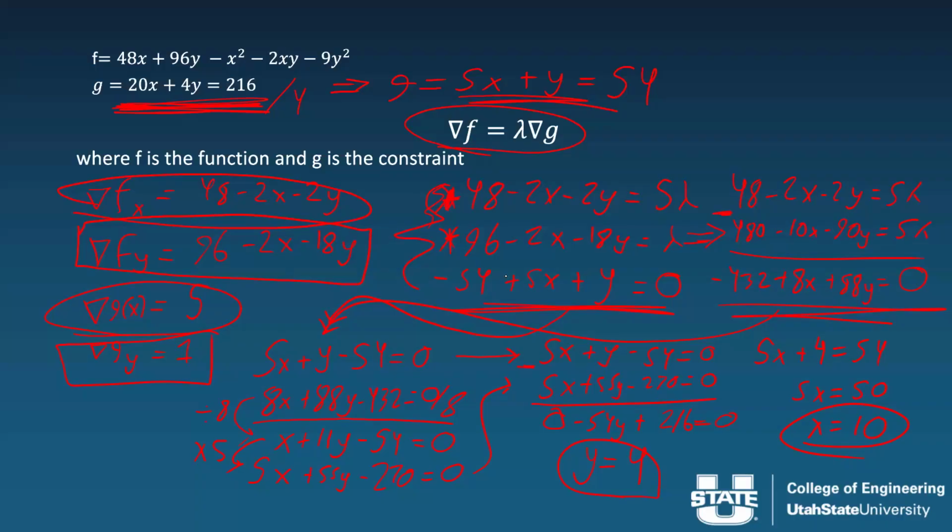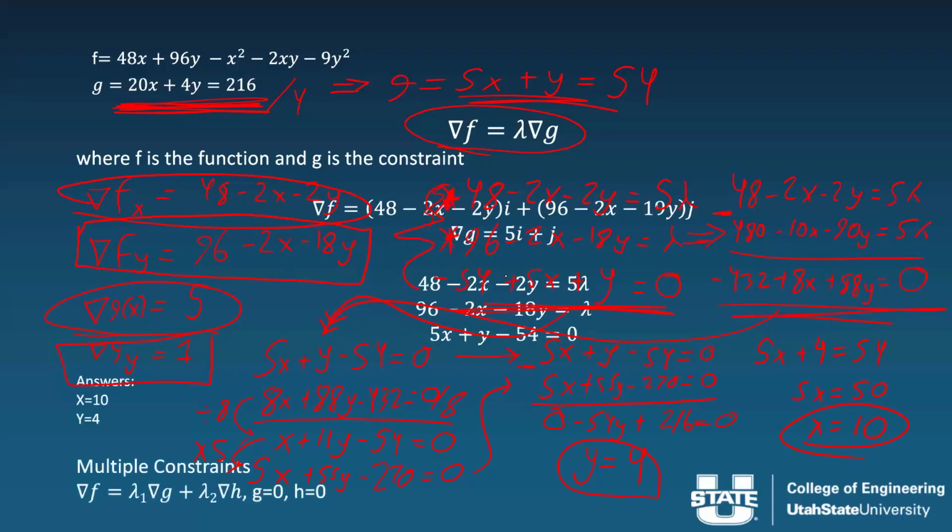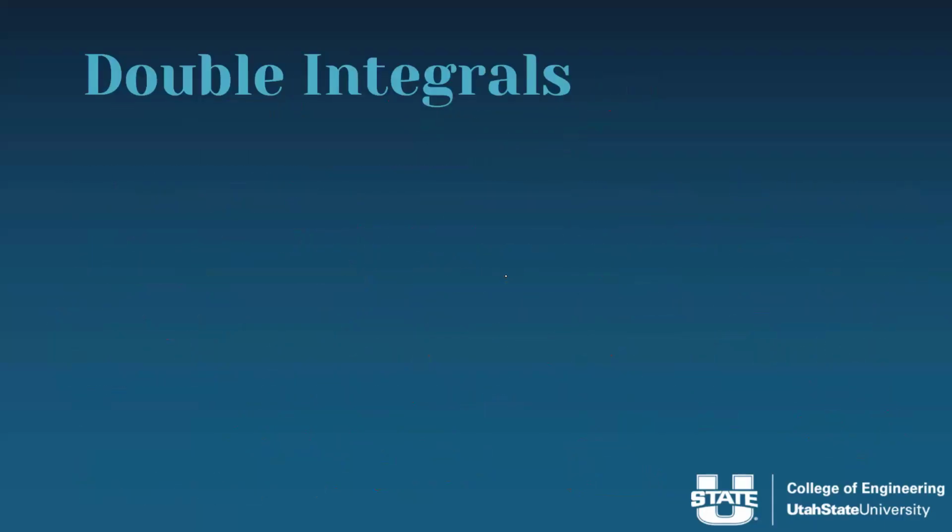That make sense? Cool. All right. So that is our Lagrange multipliers. That's just showing exactly what we did. We got the same answers. That's good. Cool. Now for double integrals.